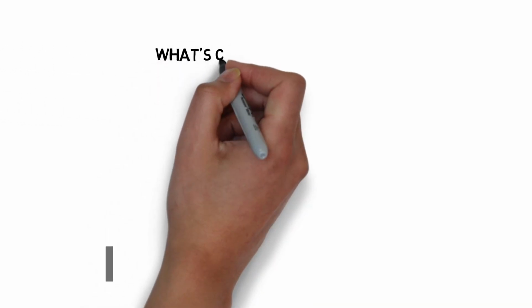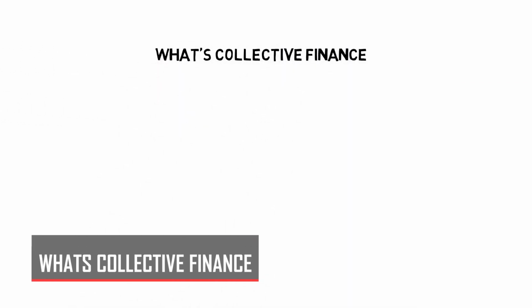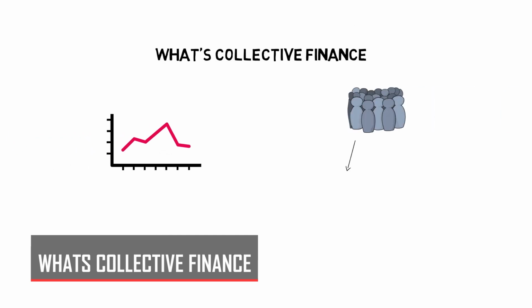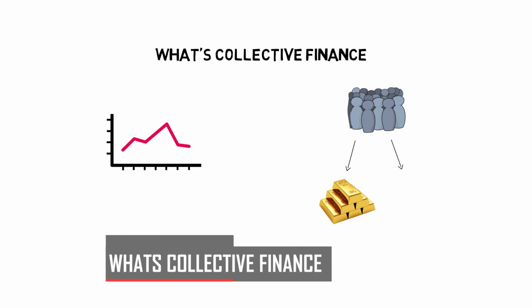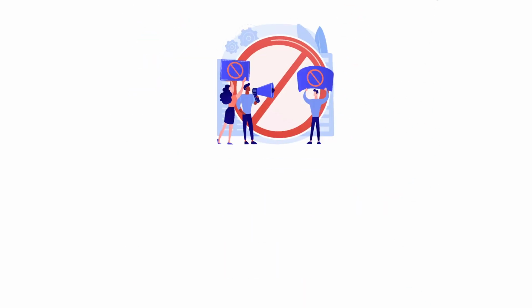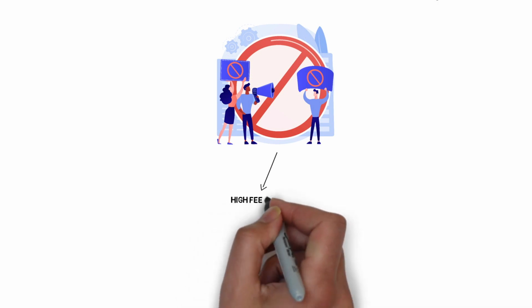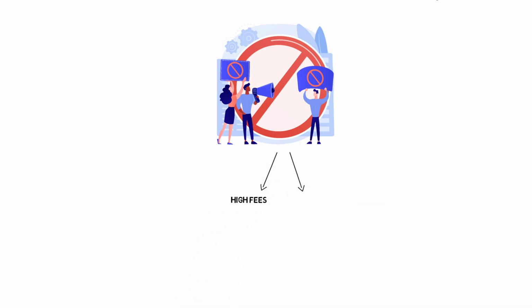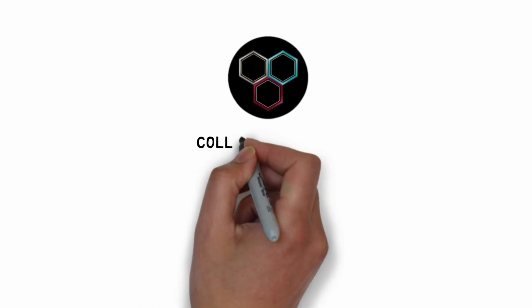Let's start with what's collective finance and what does it do. In regular TradeFi, participants can hold and gain exposure to gold, silver, etc. But there are a lot of heavy restrictions, and you are also hit with high fees. Plus, these commodities are only tradable on weekdays. This is where collective finance comes in.